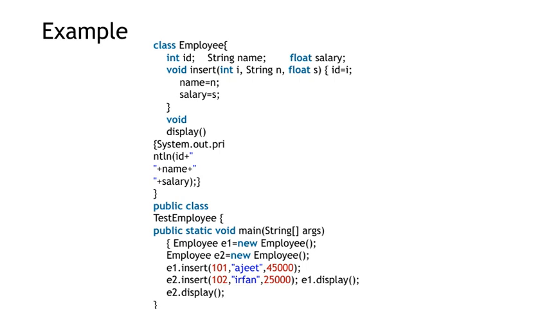Moving on to the main method in the test employee class. Here, we create two employee objects, E1 and E2, using the new keyword. This is how we instantiate objects in Java. After creating these objects, we use the insert method to set their respective details. E1 gets assigned with id 101, name Ajit, and salary 45,000, while E2 is assigned with id 102, name Irfan, and salary 25,000. Finally, we call the display method for each employee. This prints their details to the console, confirming that the data has been stored correctly. This example illustrates the fundamental concepts of classes, objects, methods, and how they work together to model real-world entities like employees in a simple and clear way.